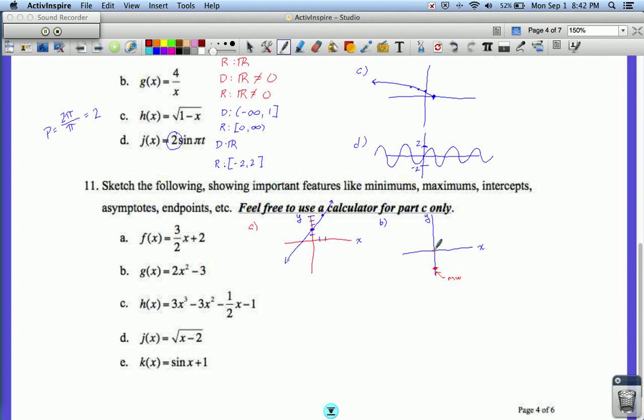Let's put in a 0. We already got negative 3. Put in a 1, we get 2 minus 3, we get negative 1. If we put in negative 1, we'll also get negative 1. So there is our graph. This was a minimum as well as a y-intercept.